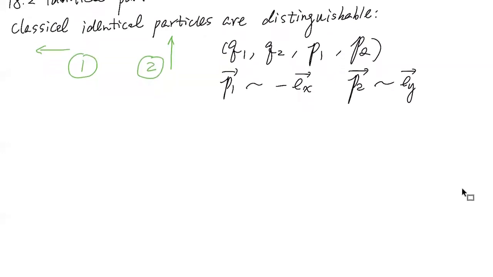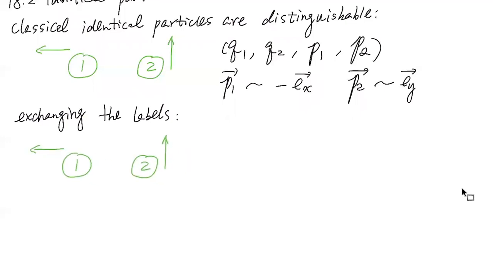But that's one way to label them. The labels 1 and 2 are completely artificial, right? Of course, you can exchange the labels. Right? So you relabel this system as, say, 2, 1.